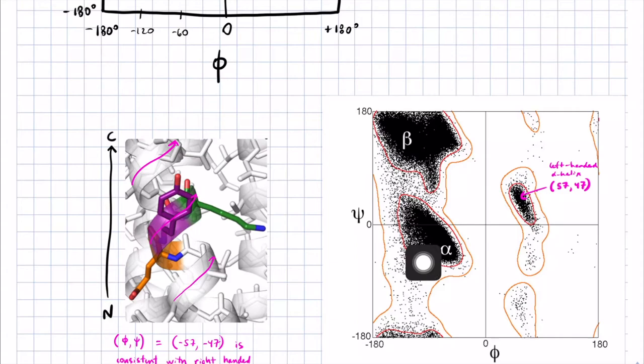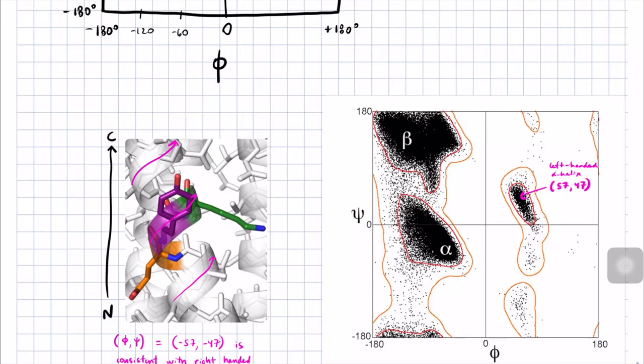And if we switched it, we would expect to see similar regions for things composed of D amino acids, but in sort of opposite quadrants. All right. So hopefully I've convinced you that the dihedral angles adopted by an amino acid are highly influential in terms of the shape and structure of the peptide chain.